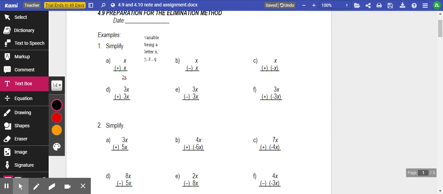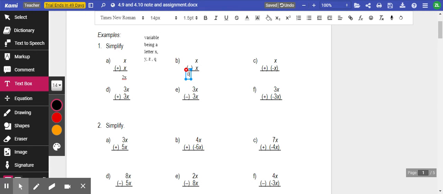If we carry on here and we look at the next example, it says x minus x. So once again, I have 1x minus 1x, or 1 minus 1, and that's going to give us an answer of 0.